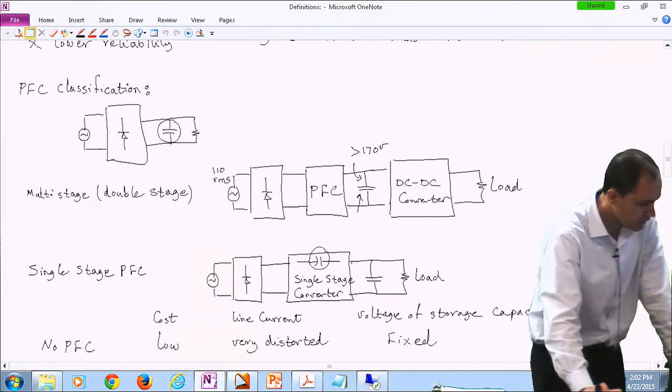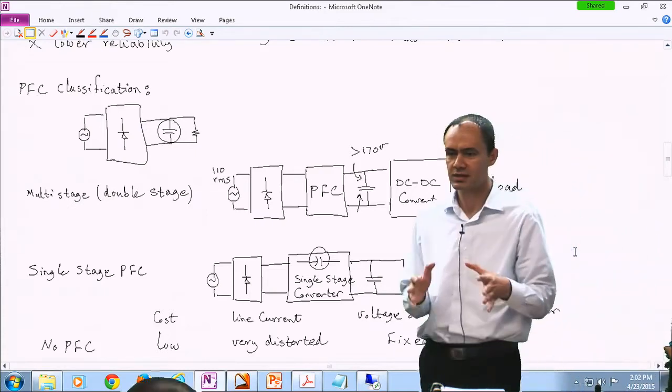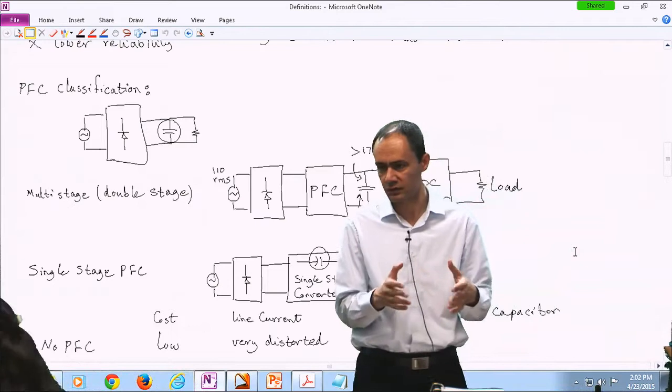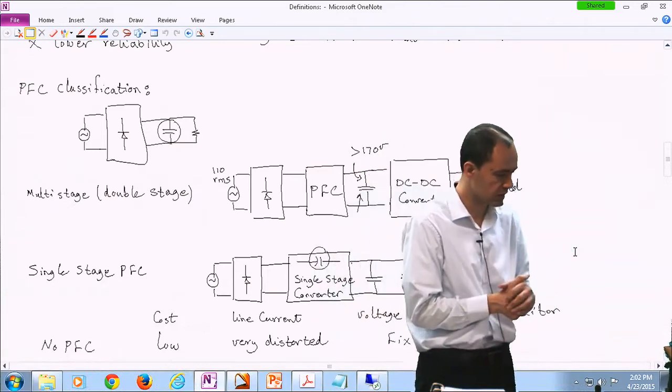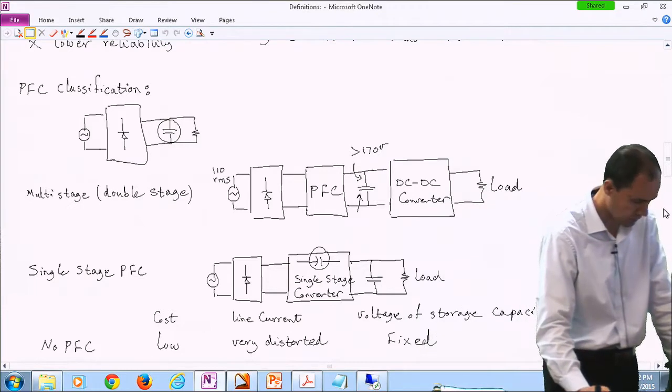Then we looked at different ways of classifying power factor correctors. One is, if you have more than one stage of power conversion, you call it multi-stage or double-stage. And sometimes you are looking at a single stage power factor correction.